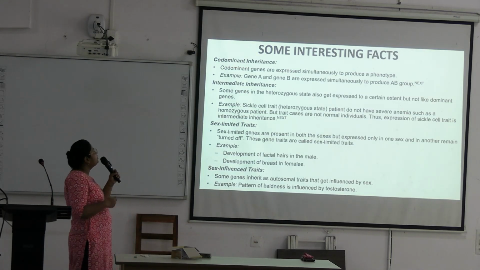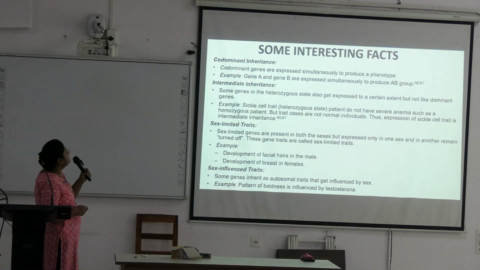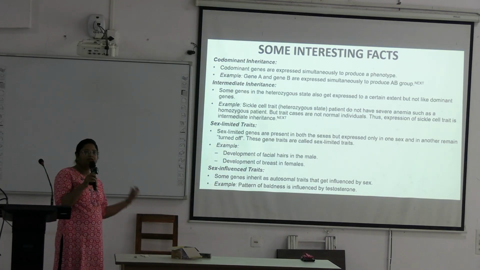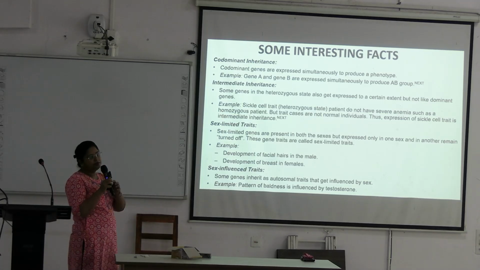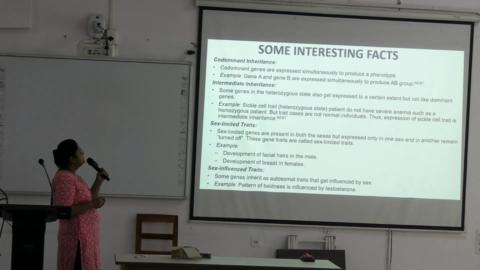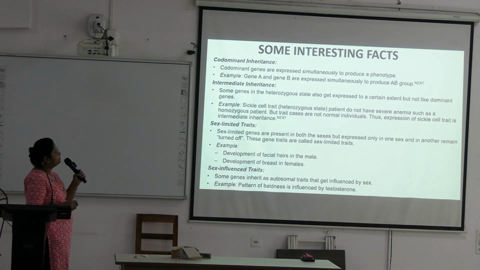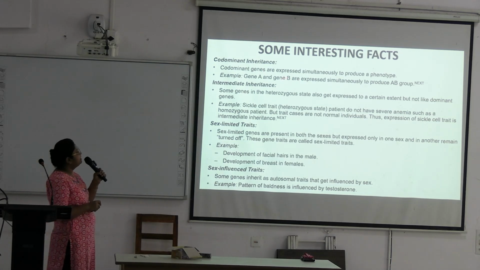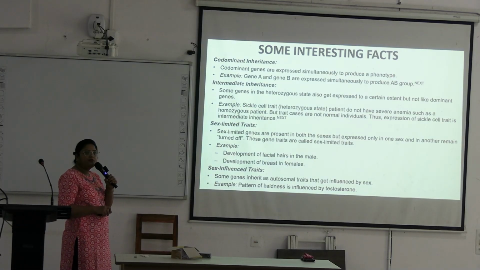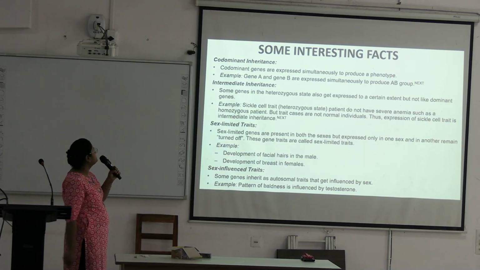Next is what is codominant inheritance? This is frequently asked, codominant inheritance, part of the long question. Okay. Codominant genes are expressed simultaneously to produce a phenotype. Example: gene A and gene B are expressed simultaneously to produce AB blood group. Okay, ABO blood grouping system.